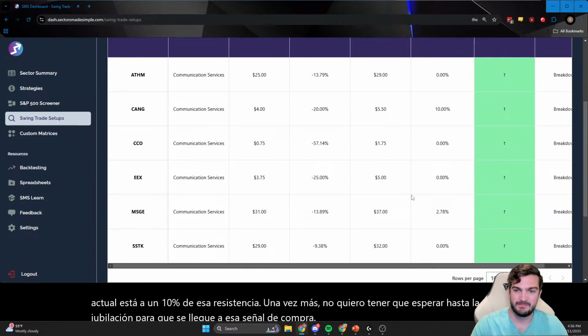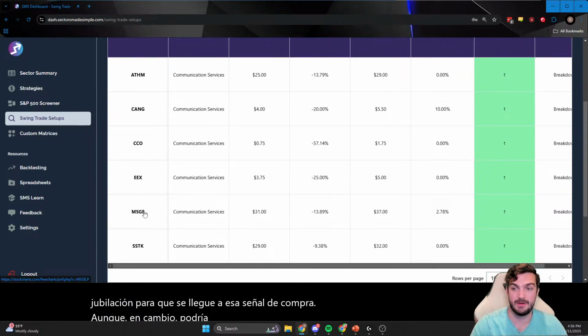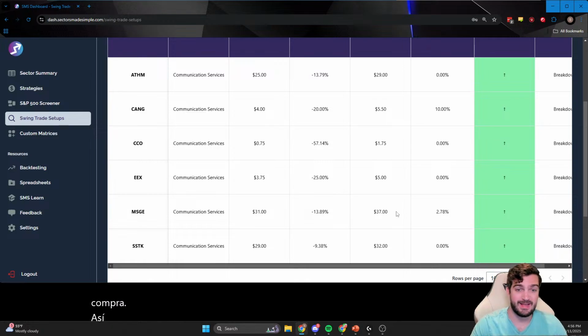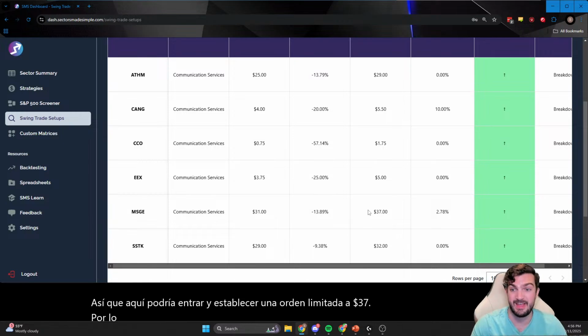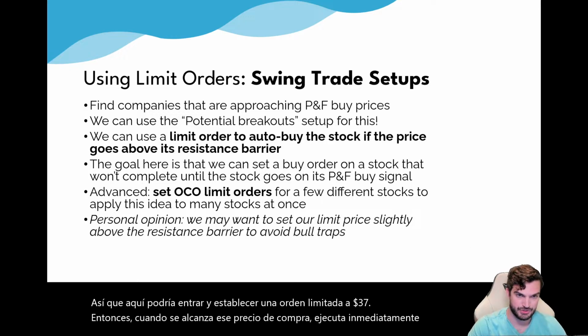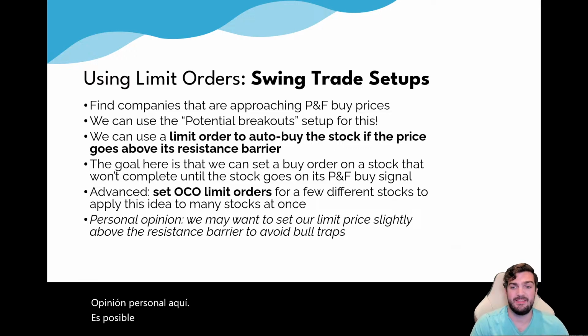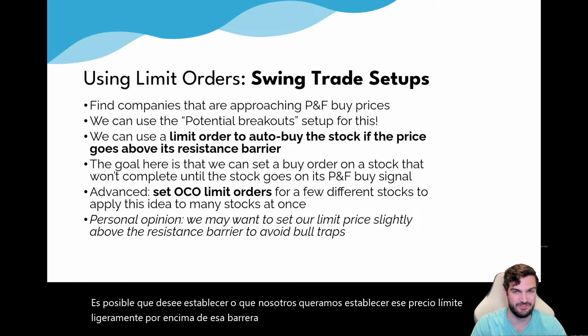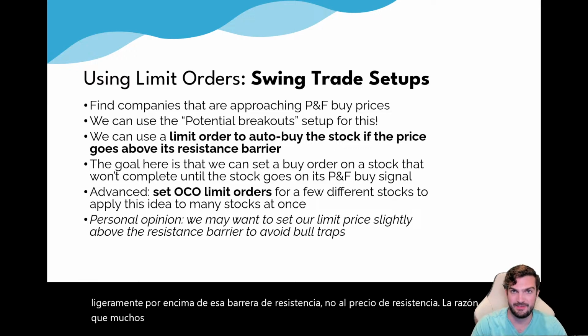So instead, I might pick something like MSGE, who is only 2.7% away from its buy price. So here, I could go in and set a limit order to $37. So when that buy price is hit, it immediately executes the order. Now, personal opinion here. You might want to set, or we might want to set that limit price slightly above that resistance barrier, not at the resistance price.